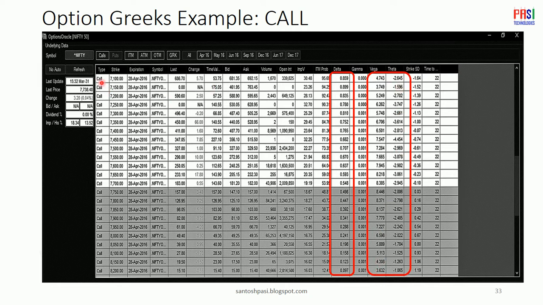Theta is negative because this option, or I can assume this is a long option, so it's showing all my theta in negative. So let's take the example of 7700. Currently it's trading at 183, and the theta for today is minus 2.945. It means today it is going to reduce 2 rupees 94.5 paisa, and tomorrow it is going to reduce much more than 2 rupees 94.5 paisa.